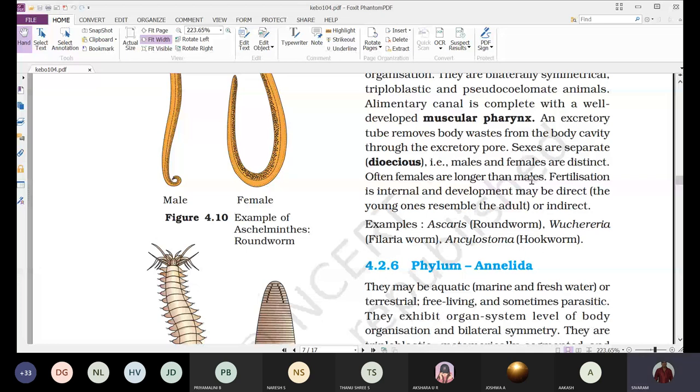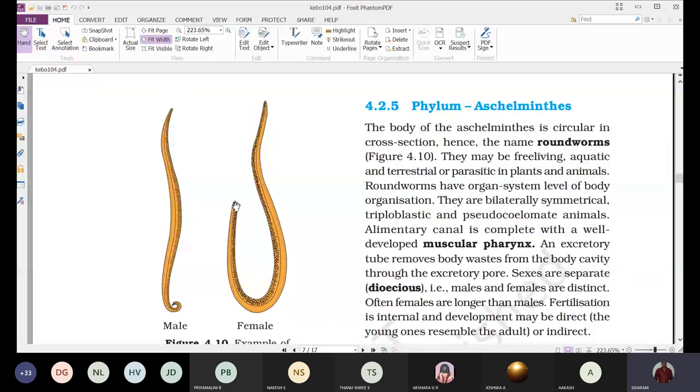And next we can see here, in the male worm, the posterior end, which we call the tail, is curved. But in the female, the tail is straight, it is not curved at its tip.